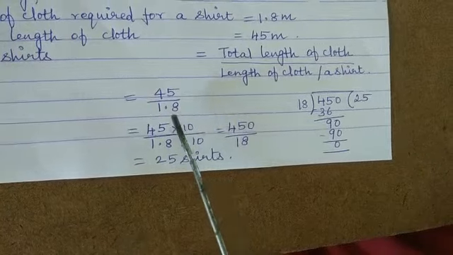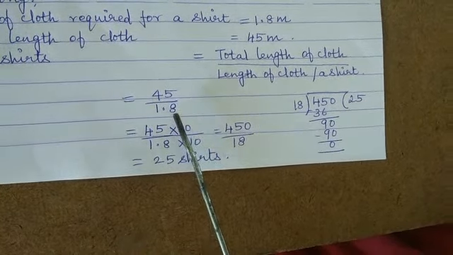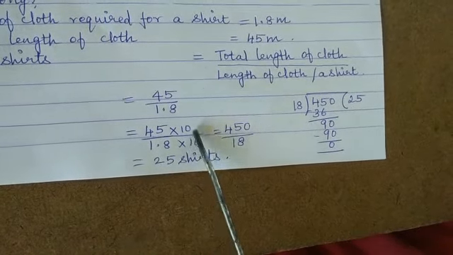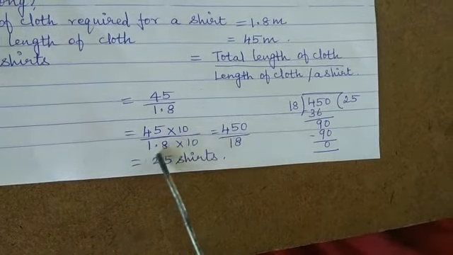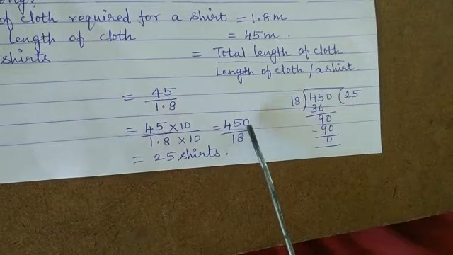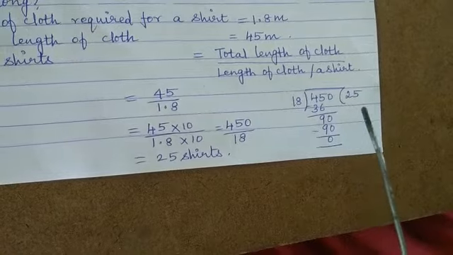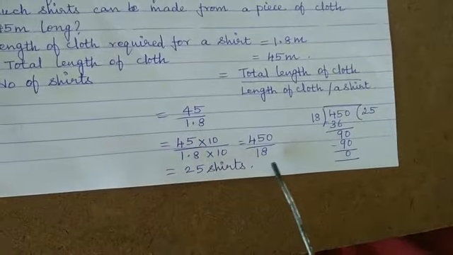So for this we have to see the number of decimal places. Here the number of decimal places in the divisor is 1. So we have to multiply both numerator and denominator by 10. So 45 multiplied by 10 is equal to 450, and 1.8 multiplied by 10 is equal to 18. So both the dividend and divisor are whole numbers. So we have to do normal division and we will get the quotient, that is 25. So the number of shirts is equal to 25.